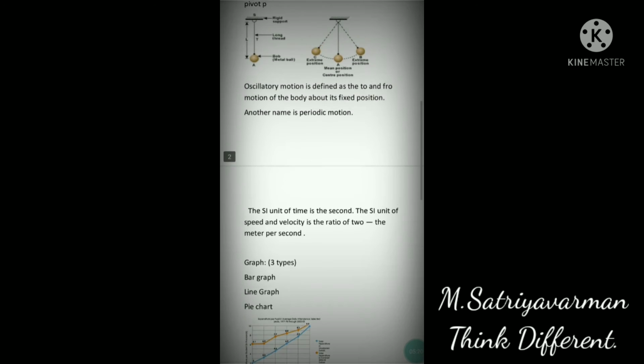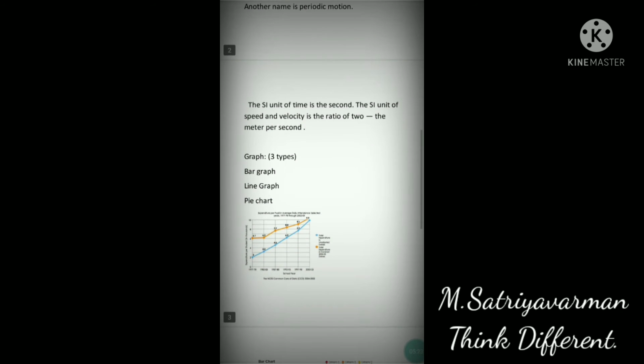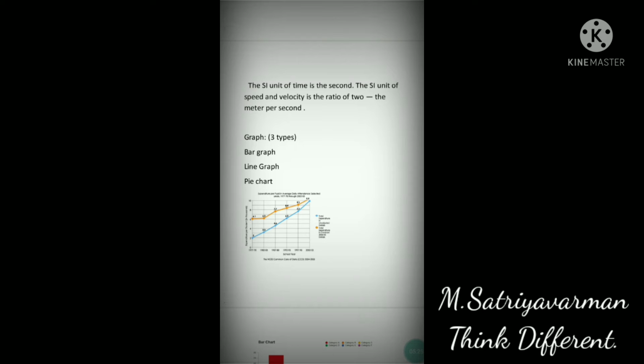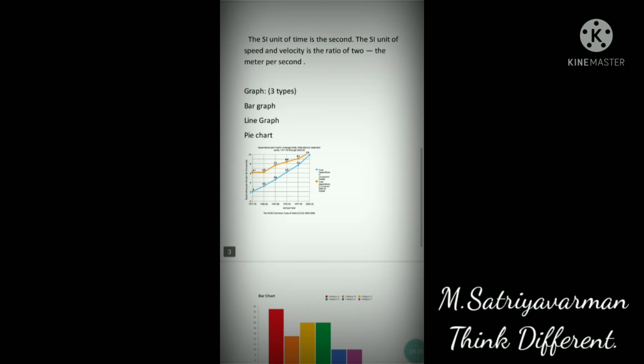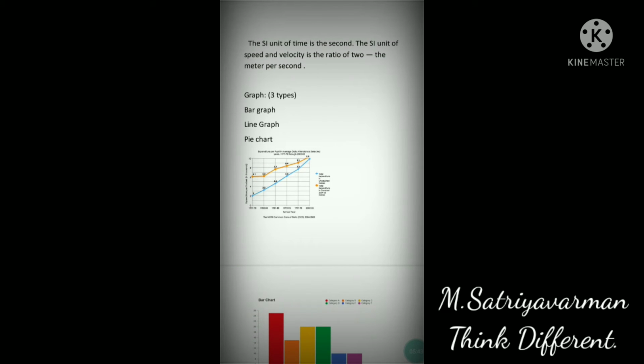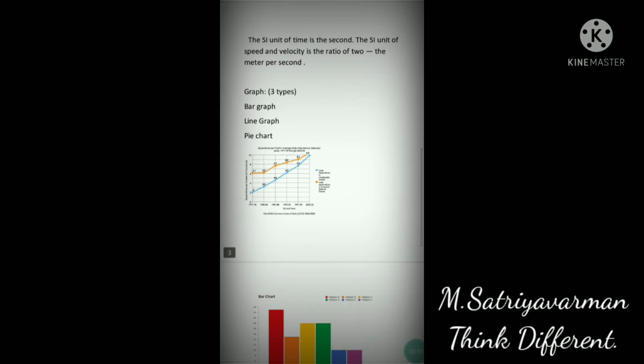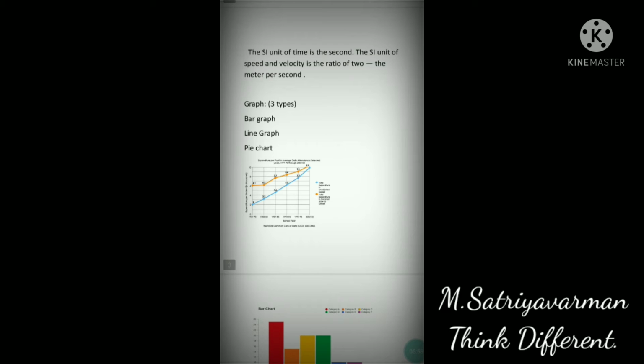Take a string, I mean a long thread, and take a small stone. If you have a metallic ball, you can use it. Since I don't have a metallic ball, I am telling you to take a stone and tie it to the end of the long thread and move it. Move it means you catch the thread at one end and just move it. Then if it goes from right to left and left to right, one round, that is one oscillation. This is the way we count oscillation.